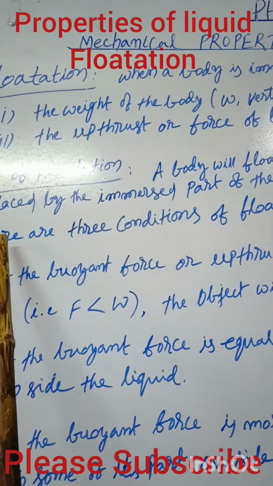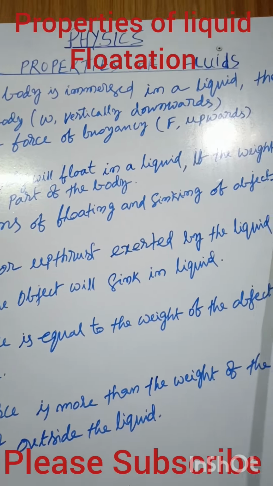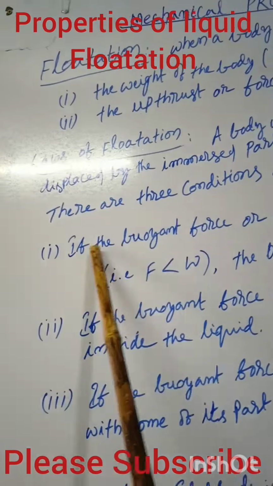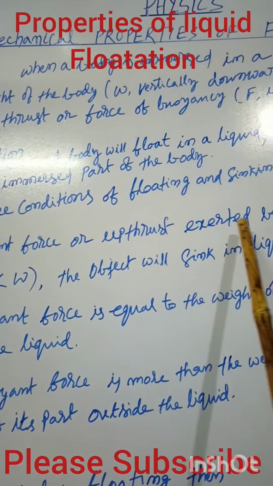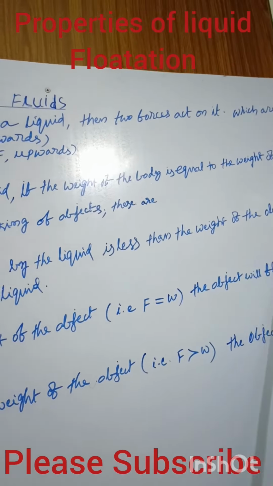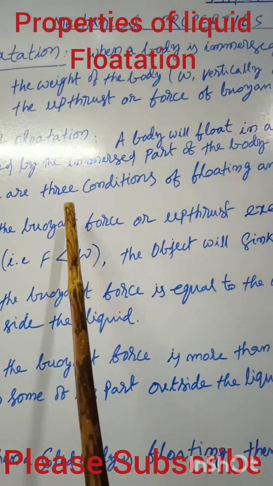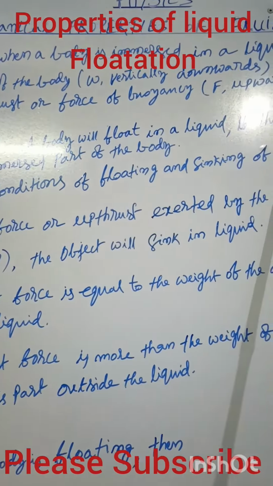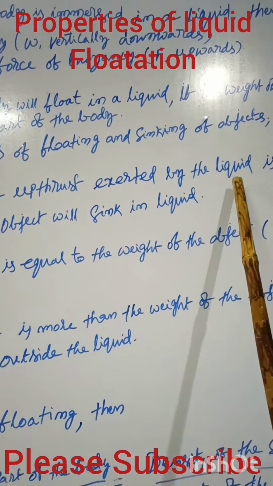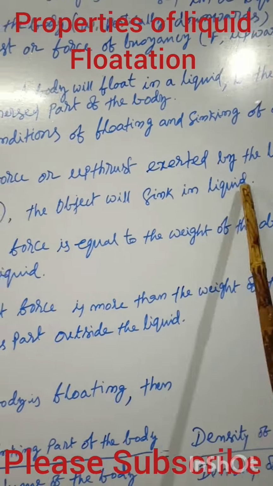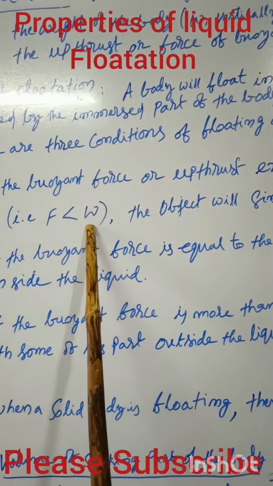We'll study about them. There are three conditions of floating and sinking of objects. These are: if the buoyant force or upthrust exerted by the liquid is less than the weight of the object, it will sink in the liquid. Means buoyant force is less and weight is more. Automatically the body you have put in the liquid will go down or sink. That is the F less than W condition.